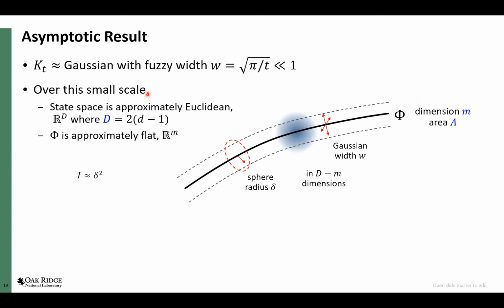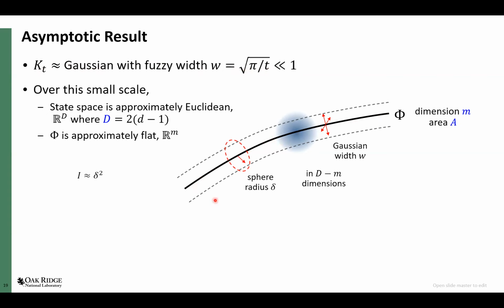I won't go through too much detail, but we find that this relation holds exactly in the asymptotic case. As we let t become very large, our kernel function approximates a Gaussian that has a width much smaller than 1. So we're looking at very close distances in Hilbert space, and over such small distances, Hilbert space is approximately Euclidean. Our set of states that we can realize with our parametric circuit is going to look like some flat manifold or flat subspace.